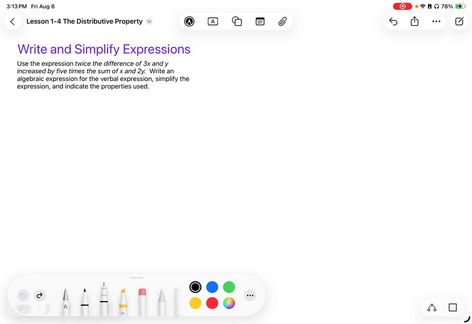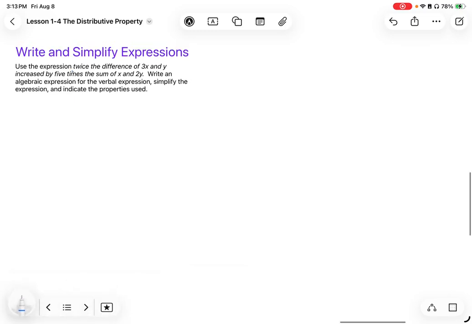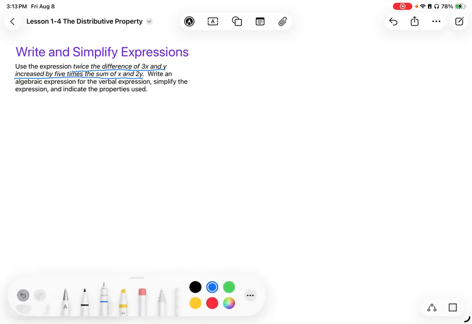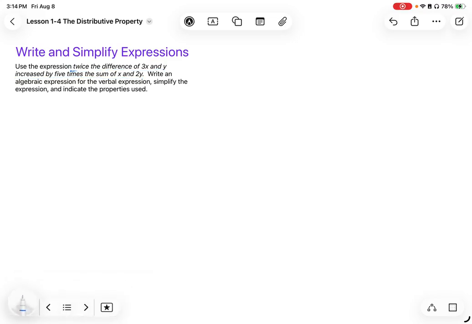And the words say, and I'm going to underline them as we go, twice the difference of 3x and y increased by 5 times the sum of x and 2y. Okay, so let's just take this one piece at a time. So we're going to start off with twice the difference of 3x and y. So the word difference means subtraction. So when it says the difference of 3x and y, that means we're going to subtract 3x and y, and twice means we're going to double it.